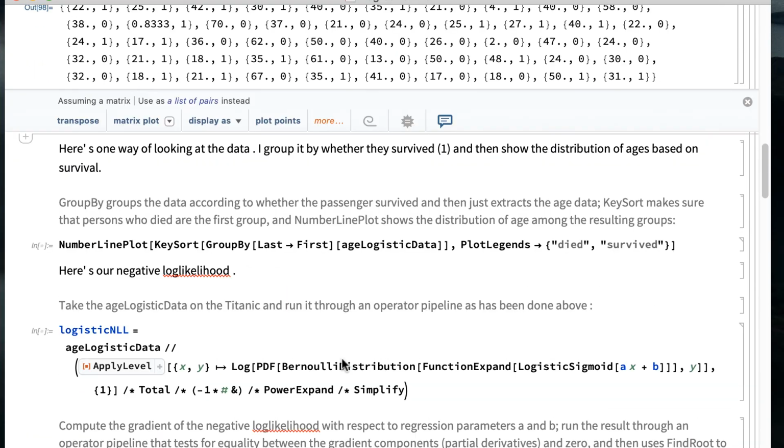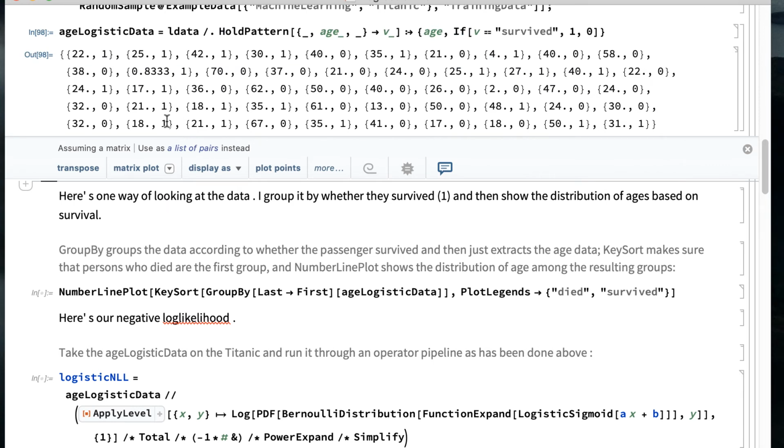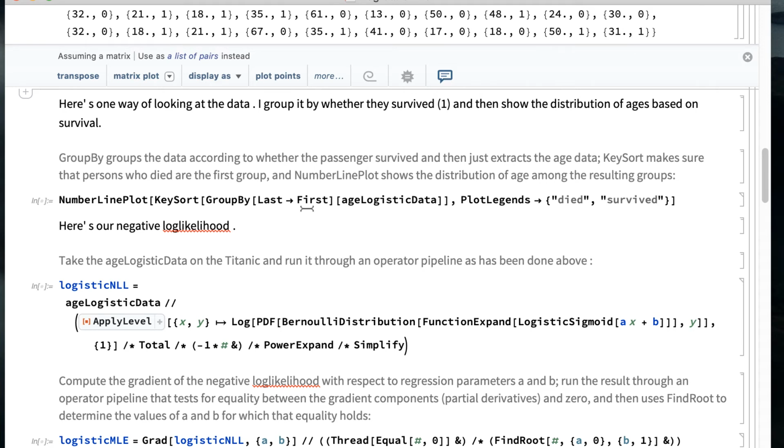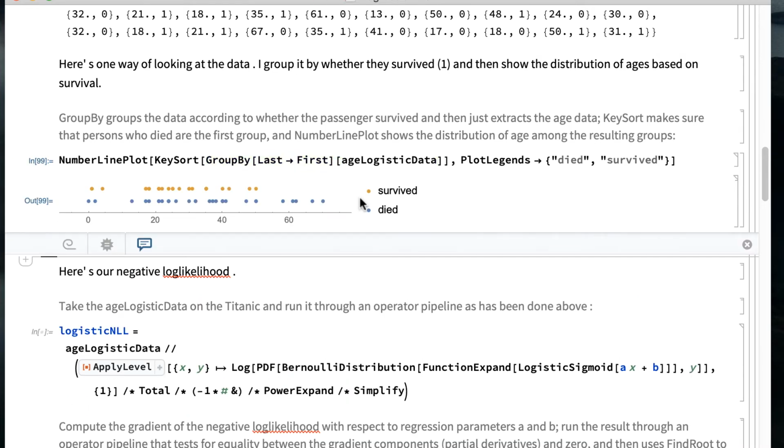So one thing I can do is I can group the data according to its last element, which is whether you lived or died. And then I can make a number line plot showing the distribution of your ages. You're not responsible for this code, but there it is. Here's the distribution of people who died, and here's the distribution of people who survived.